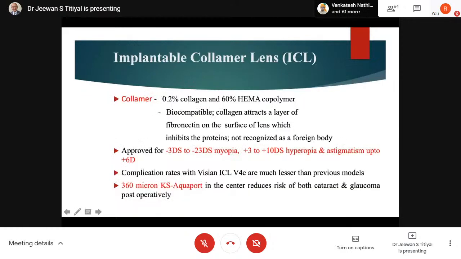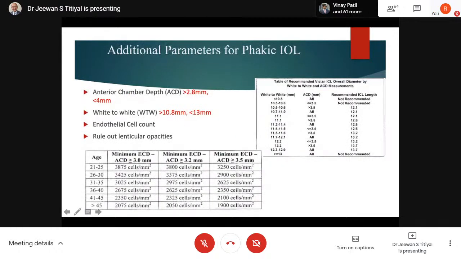Phakic IOLs range is there. You can correct up to -3 to -23 diopters, and large amounts of cylinder. A few important things have to be remembered for phakic IOLs: AC depth more than 2.8 and less than 4 millimeters, white-to-white between 10.8 and 13, and a good endothelial count.